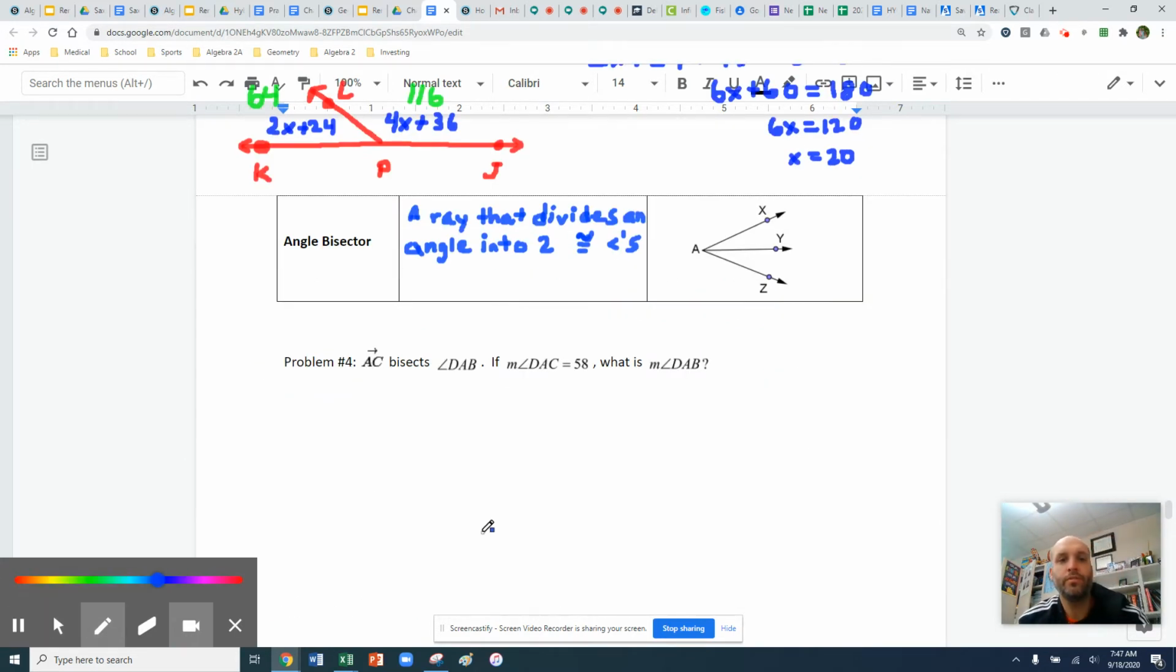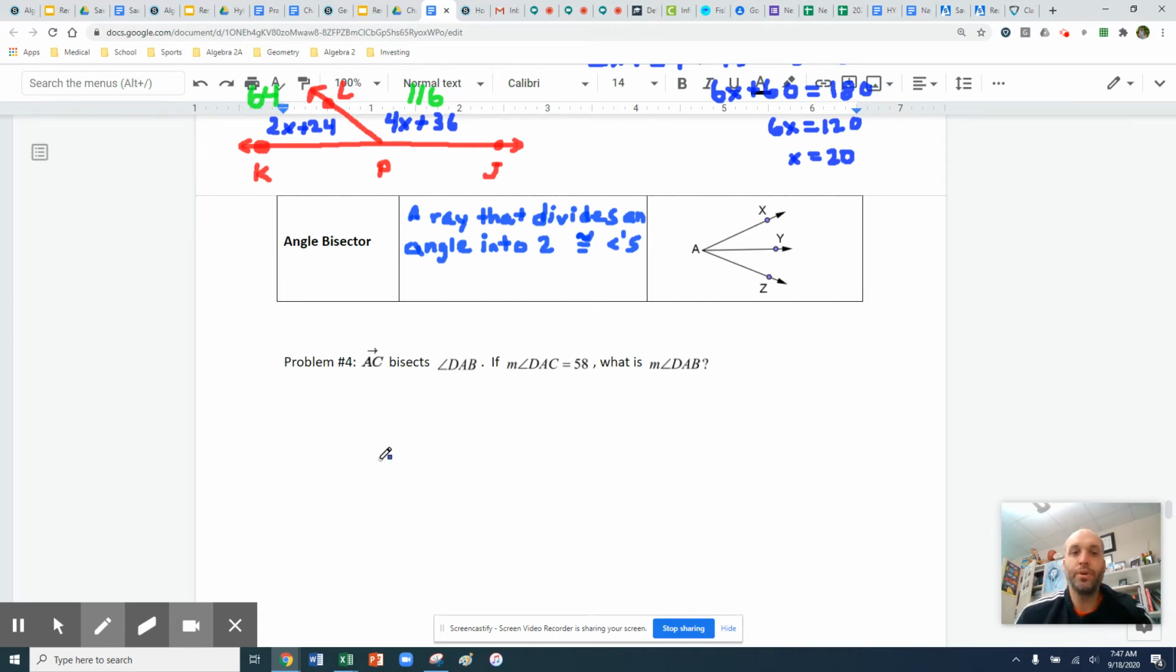To finish up 1.5, we'll look at the definition of angle bisector. An angle bisector is kind of like the angle version of a midpoint. With segments, we talked about midpoints in section 1.3. Now we're going to start looking at this angle bisector.